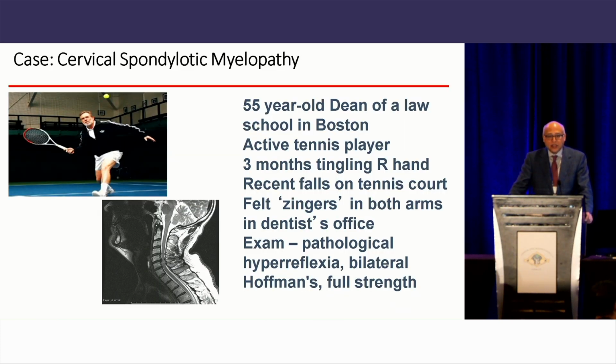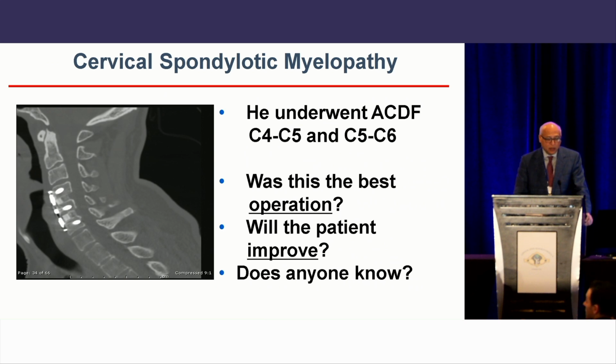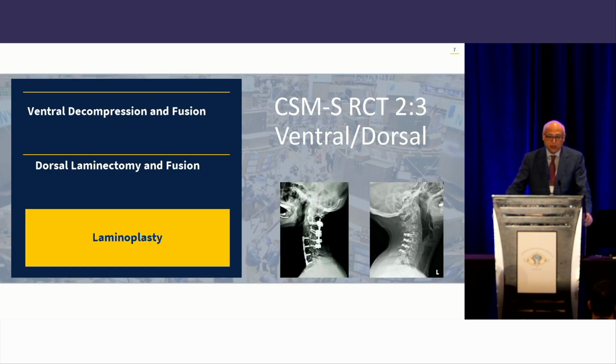So I'll show you here a classical case, a gentleman in his 50s with mild symptoms of cervical myelopathy, some tingling in his hands, had zingers in the dentist's office when he was leaning back, and had myelopathy on exam. And you see here on his MRI, he has 2 levels of stenosis at C4-C5 and C5-C6. And he underwent an ACDF at the C4-C5 and C5-C6 levels. Questions that we have are, is this the best operation? Is the patient going to improve? Perhaps more importantly, does anybody really know? And that's what this talk is really about.